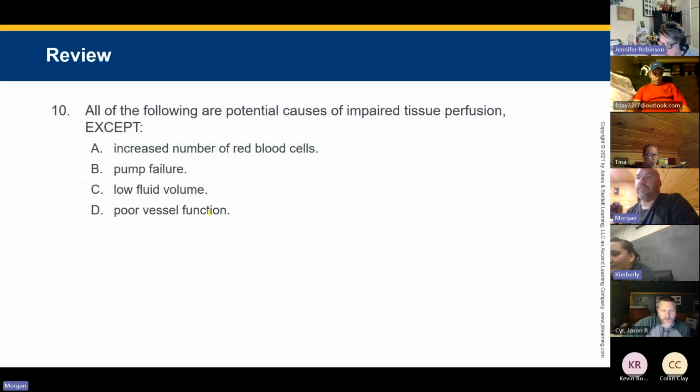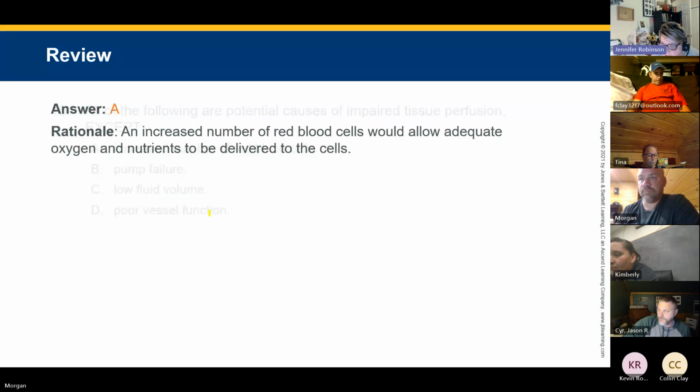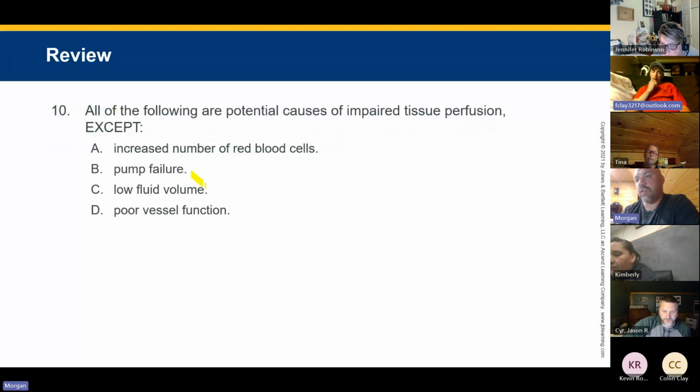The following are potential causes of impaired tissue perfusion, except: increased number of red blood cells, pump failure, low fluid volume, poor vessel function. This is a gimme. Say A. We learned about all three, B, C, and D. That was never mentioned. It's kind of like process of elimination.